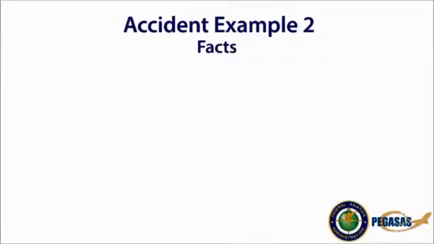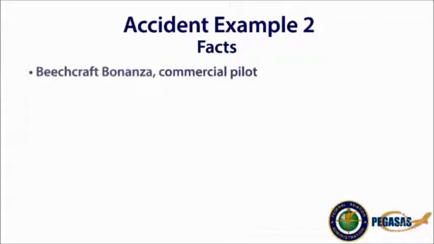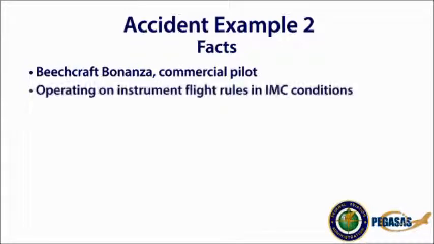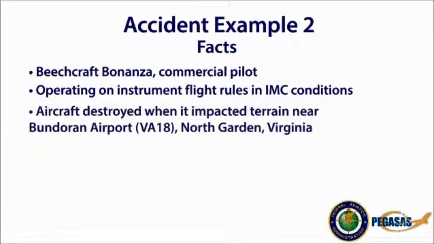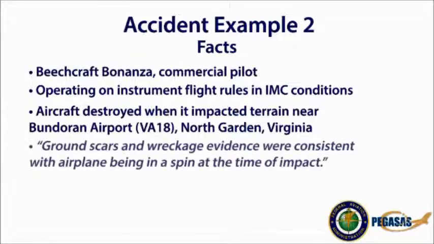In the second accident case study, the aircraft was a Beechcraft Bonanza B-36TC flown by a commercial pilot. It was operating on instrument flight rules in IMC conditions. The aircraft was destroyed when it impacted terrain near Bunderon Airport, North Garden, Virginia. Ground scars and wreckage evidence were consistent with the airplane being in a spin at the time of impact.